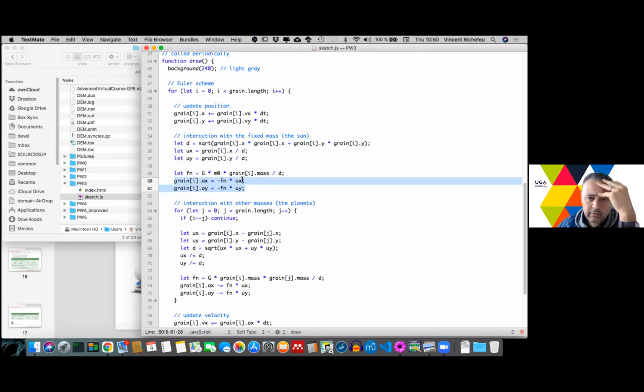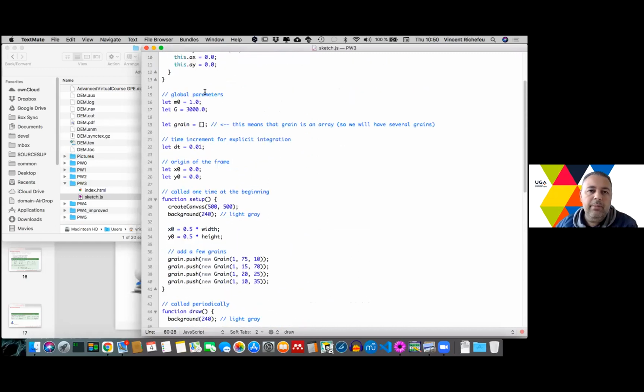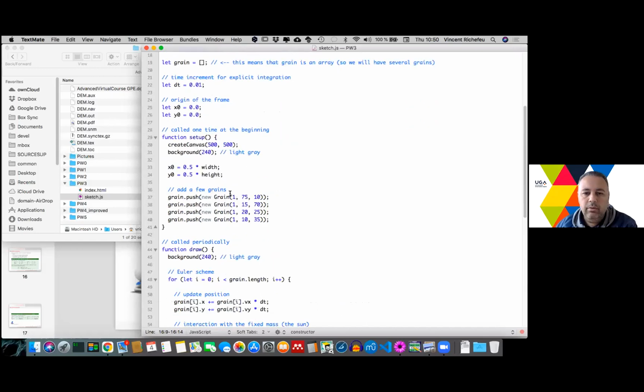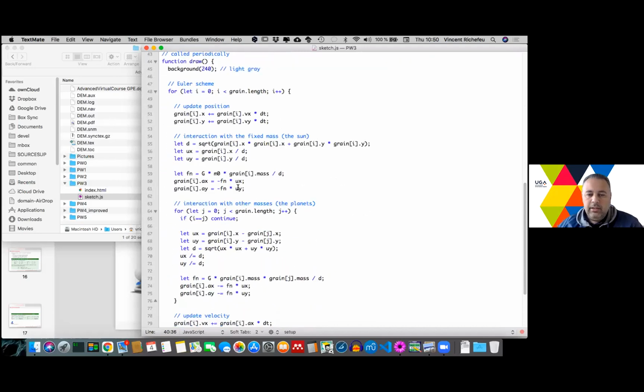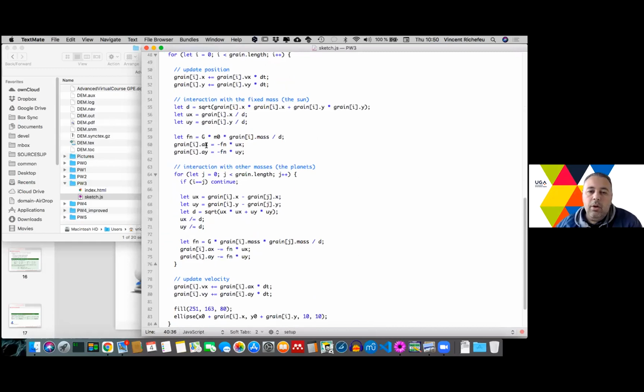Oh, something is missing. Okay, it's missing, but the mass is 1. We should divide by the mass here. This is a mistake. But actually, we divide by 1, and all the grains have a unit mass. So there is a bug here, but it's okay. This is to update the acceleration due to the presence of the sun, for one particle, index i.